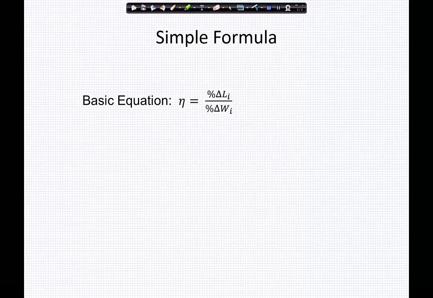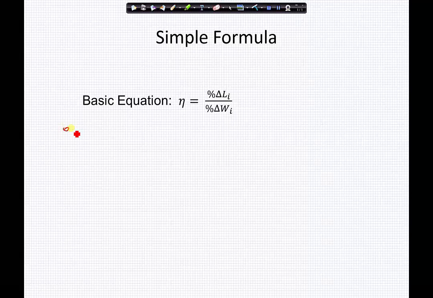We noted in the previous segment that the basic equation is elasticity is equal to some percentage change in quantity, or labor quantity in this case, divided by some percentage change in price or wage in this case. Well, this is simply two structures of the percent change formula being divided by each other. So let's look at what that percent change formula looks like.